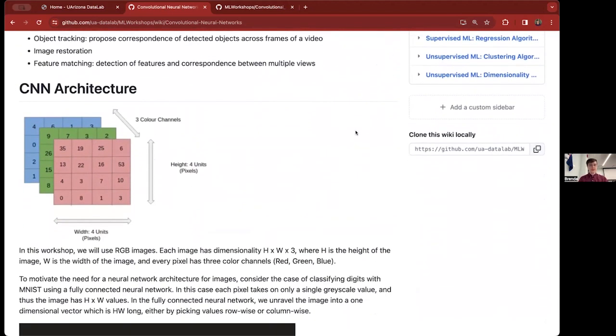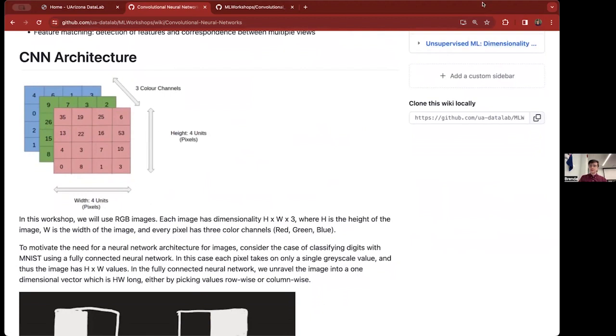Okay, that's enough about general computer vision tasks. Now we're actually going to talk about what is a convolutional neural network and why do I need this? We've talked about fully connected neural networks, so how is this different from that and why is it interesting? So first off, I'll talk about images.